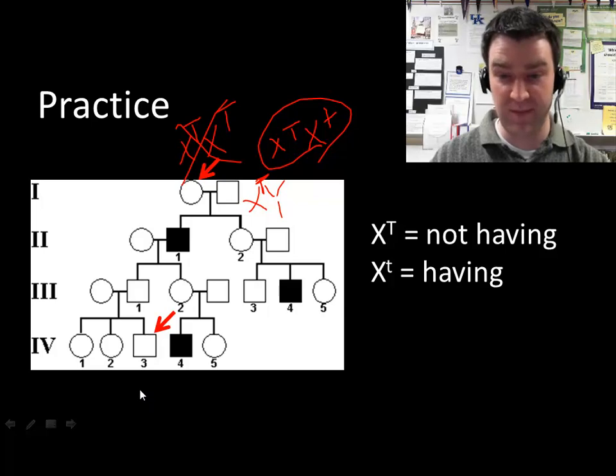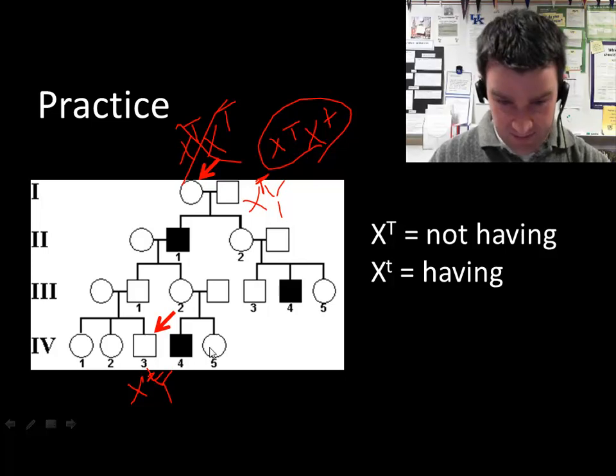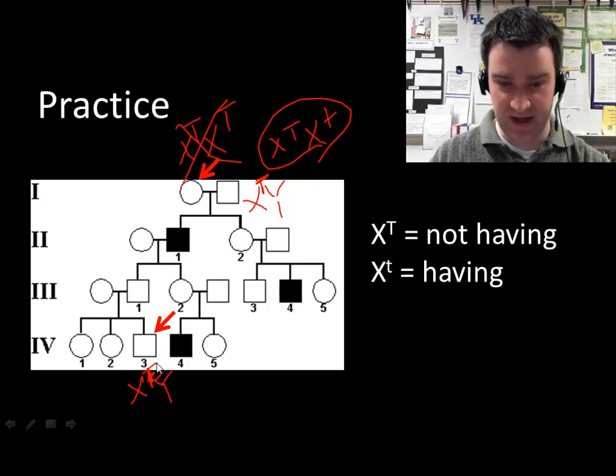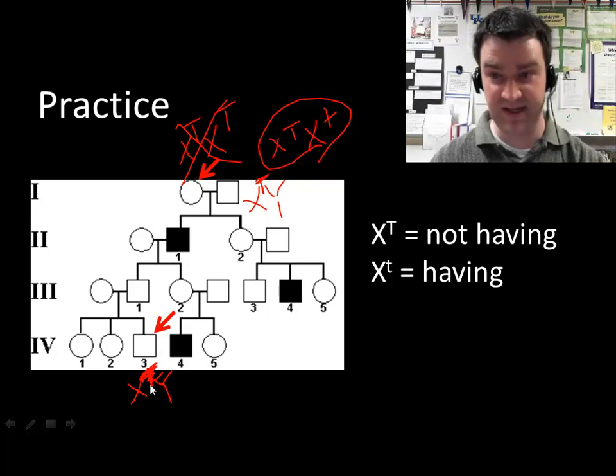So what's the only way the male could not have the trait? Males are always XY, and if he does not have it, he must be capital T. I messed up there. He must be capital T to not have the trait.